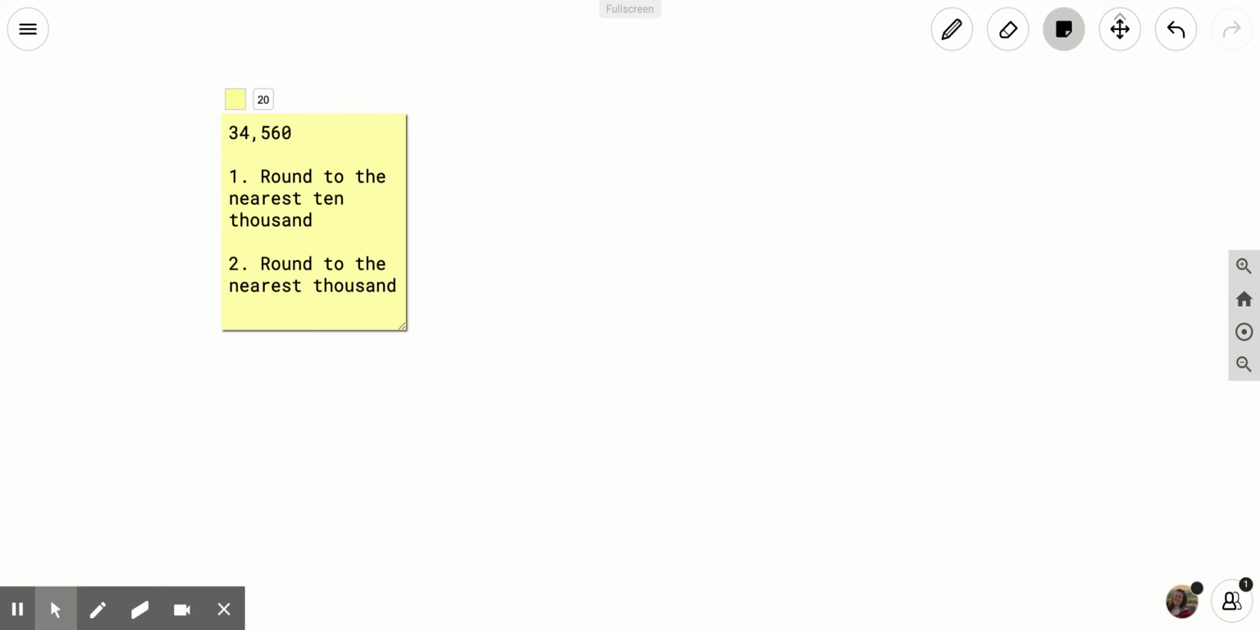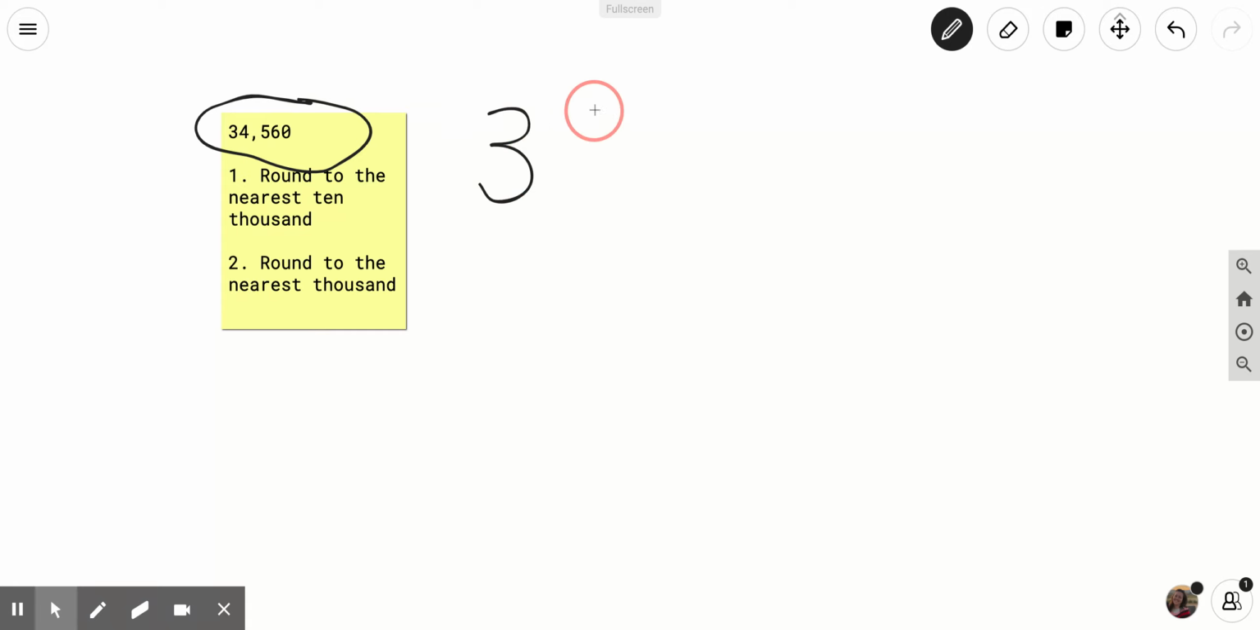Good morning. I'm going to go over an example of a problem that you'll be doing with Miss Michael. We're looking at big numbers and then rounding to the nearest 10,000 and the nearest 1,000 for these big numbers. So over here, the first number is 34,560. So let's write that out. 34,560.